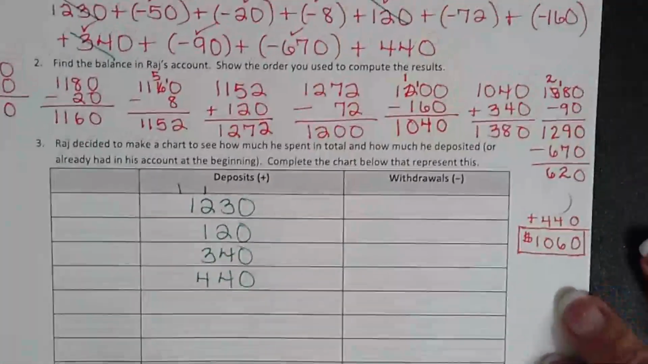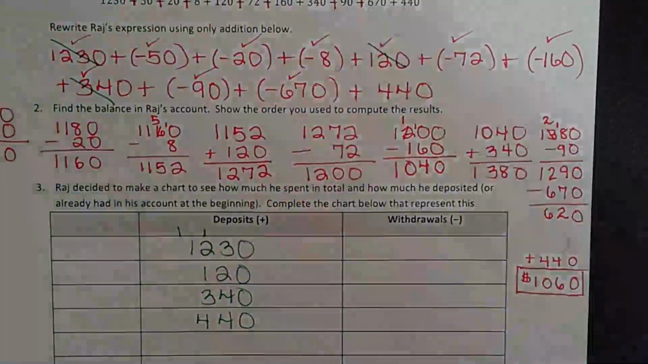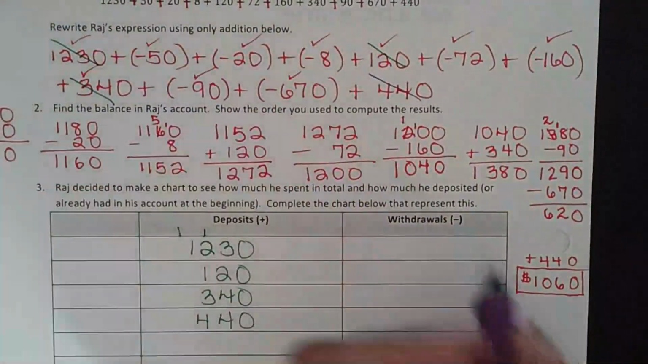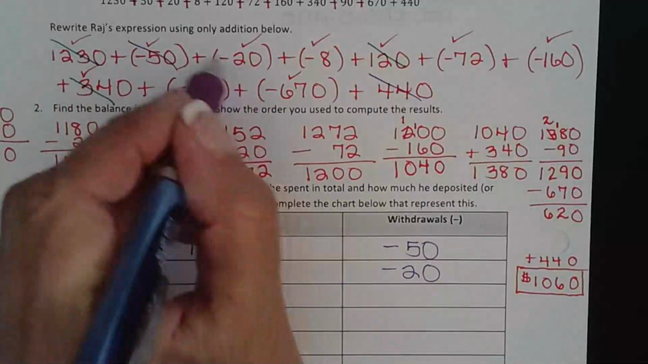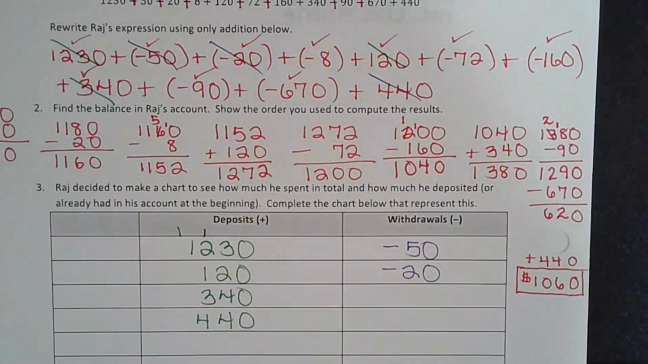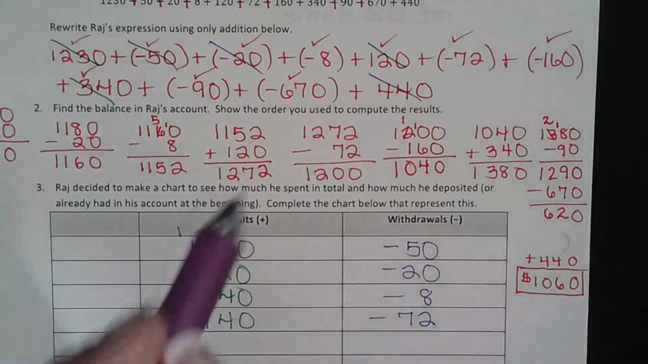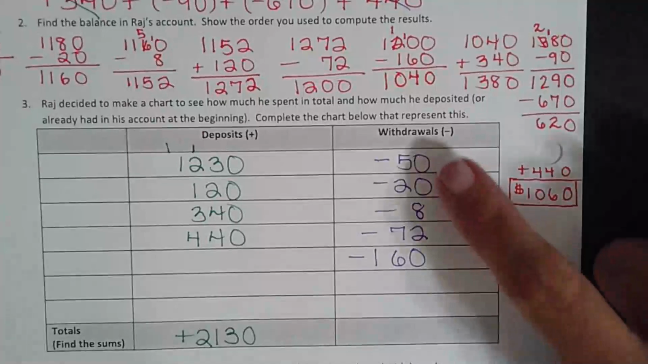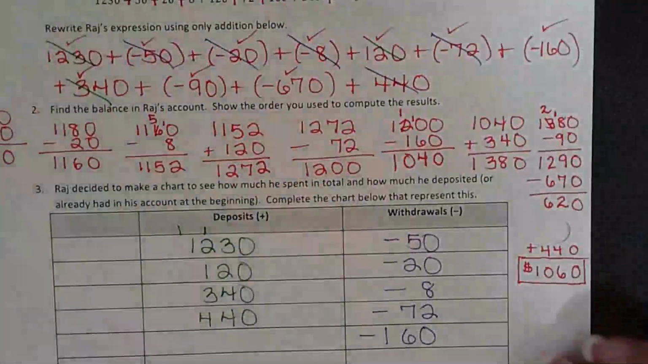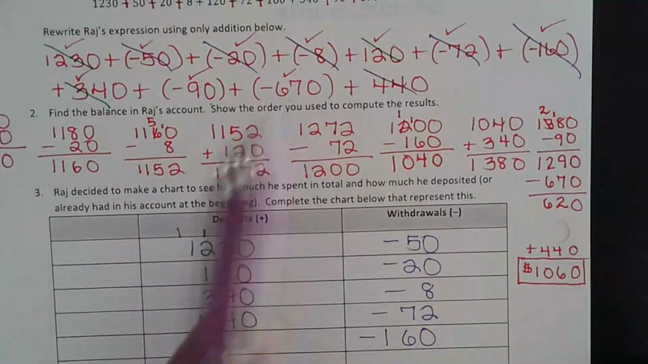Then we add together all of his withdrawals. Do the same thing, except this time take the negative. So negative 50, negative 20, gone. Negative 8, negative 72, negative 160. And be careful to line everything up nice so that it will make it easy to add. And negative 90 and negative 670.